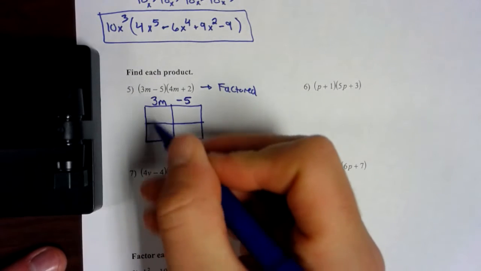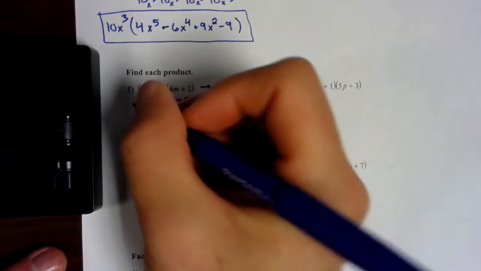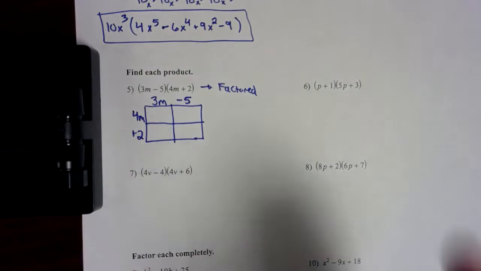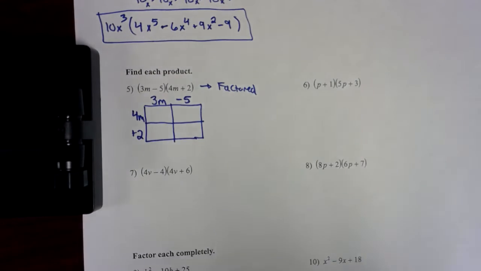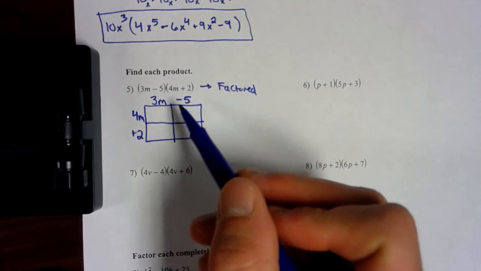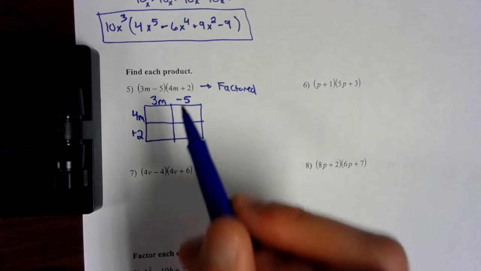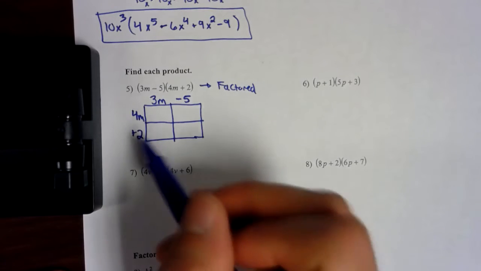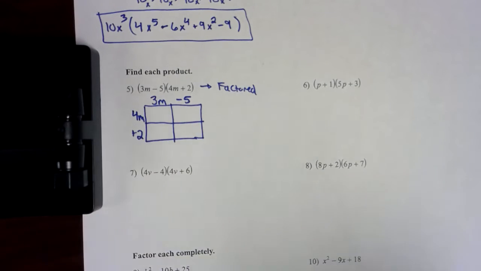It could also have gone down the side. The placement here does not matter. And 4m plus 2. One thing that is really helpful here, and something that we should always do, is write down the signs. Right? 3m and negative 5. I want that negative to be clear that it's on the 5. 4m and positive 2. I want that 2 to be very clear that it's positive. I don't want to have to think back to that, because this is usually where the most mistakes happen, with signs.